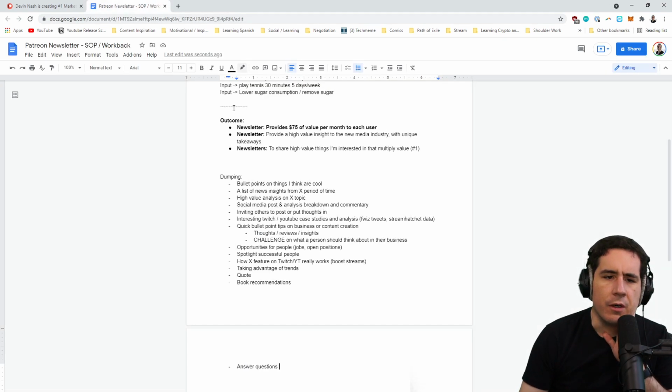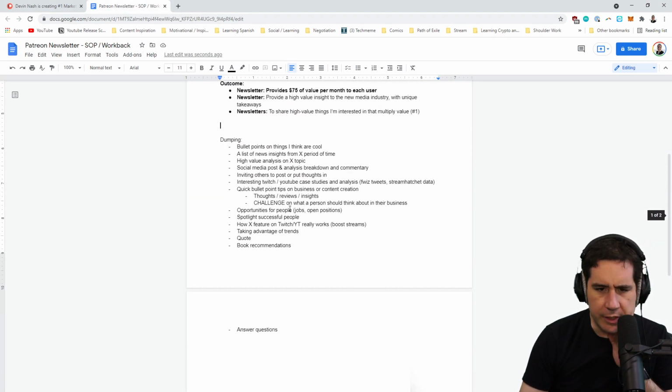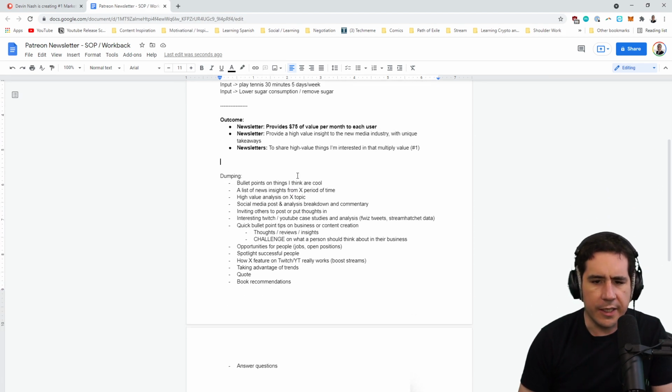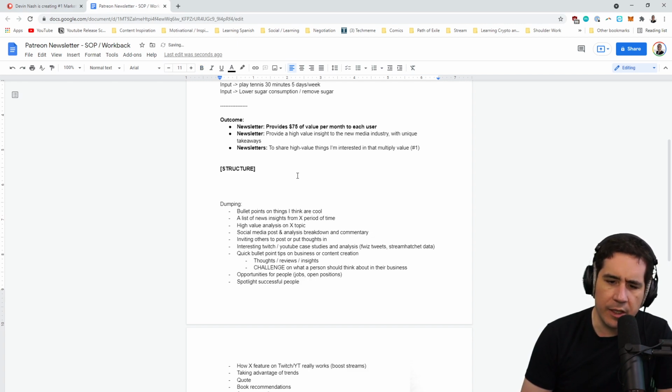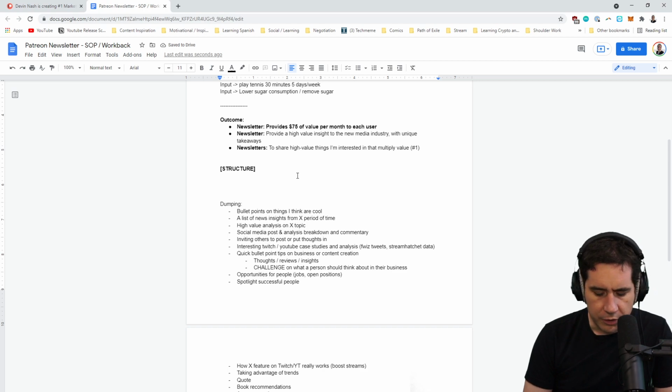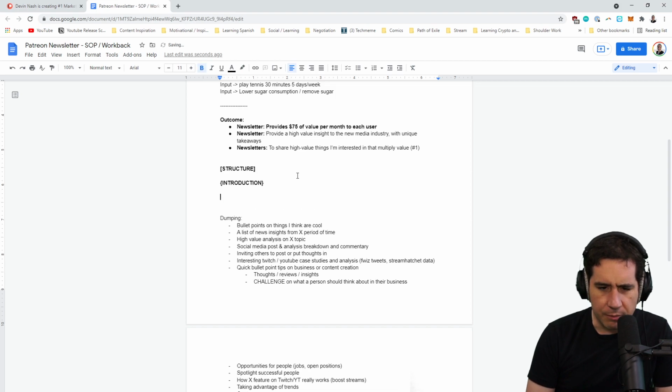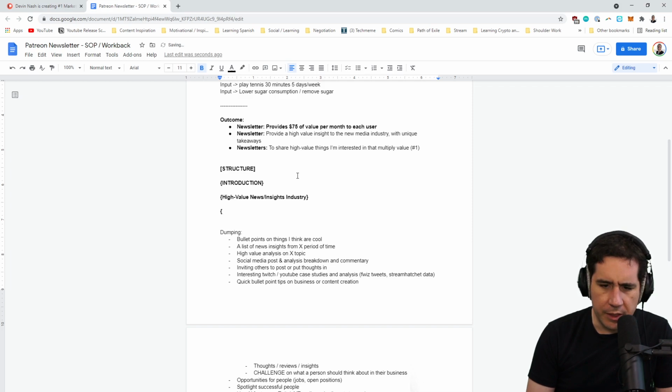Okay. So I think I'm ready to build the actual structure of it now that I have this. I understand what my outcome is, and I understand what I'm going to do. Based on this, I think the first part of the newsletter should be an introduction. So I'm going to put that in brackets. And then the second part should be high value news and insights in the industry. And then the third part should be bullet points, short form, what I think is cool.